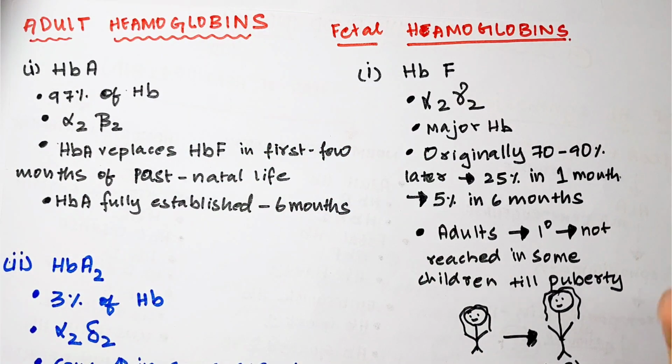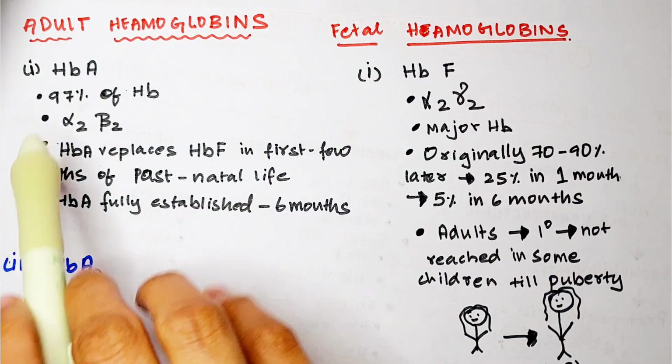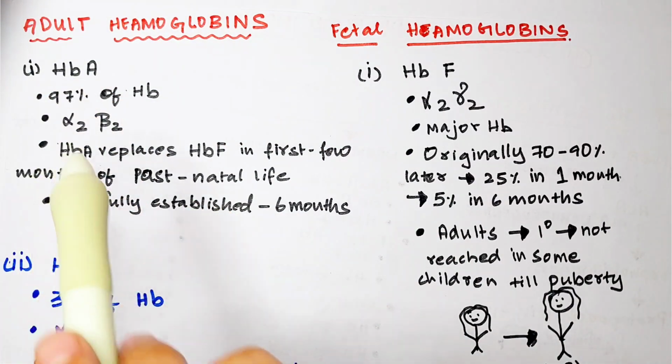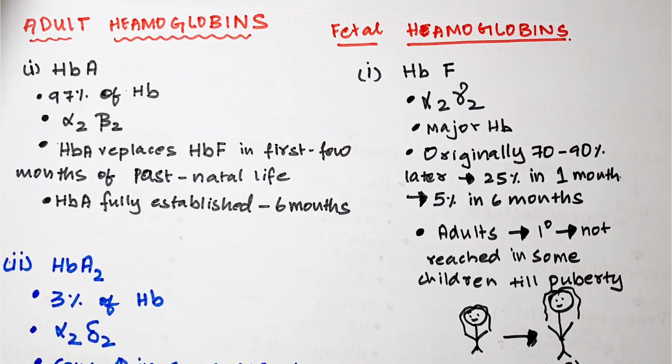So, HbA comprises 97% of the adult hemoglobin. Now, what is the composition of this HbA? It is made up of 2 alpha units and 2 beta units, hence alpha 2 beta 2. These are the alpha chains and the beta chains that we know about.